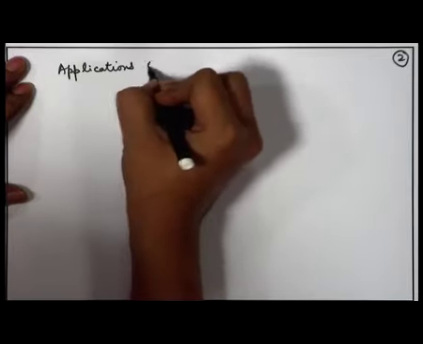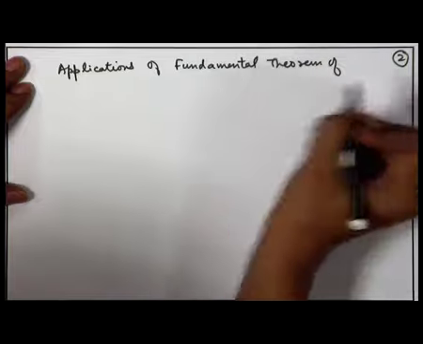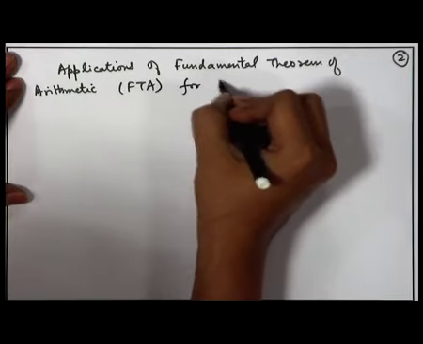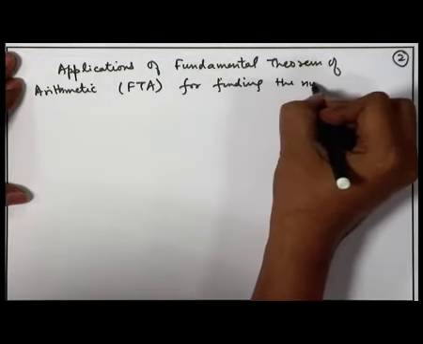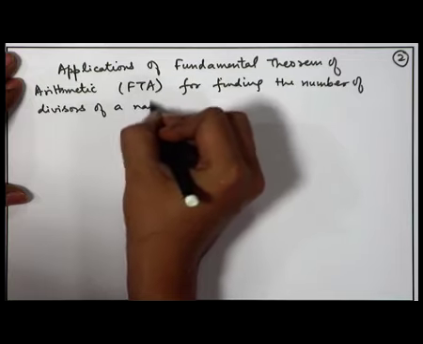We can also talk about applications of the fundamental theorem of arithmetic, usually we call it FTA in short, for finding the number of divisors of a natural number. Many times there are problems in which we are asked to find the number of divisors of a given natural number. Here we can consider a similar thing, that is, the bijection method.